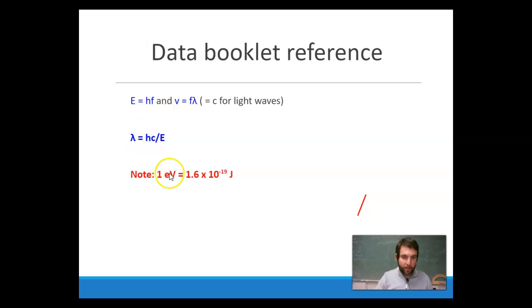So we have UV all the way down to 1. We have visible. This is going to be the one we're dealing with here, right? Transitioning down to n equals 2 gives visible. This is our Balmer series. And then the Paschen series is the infrared.